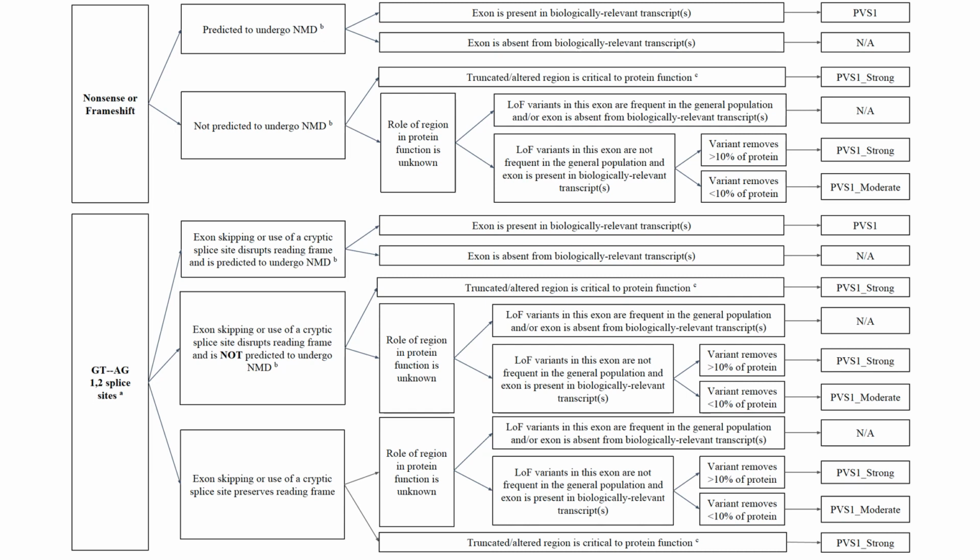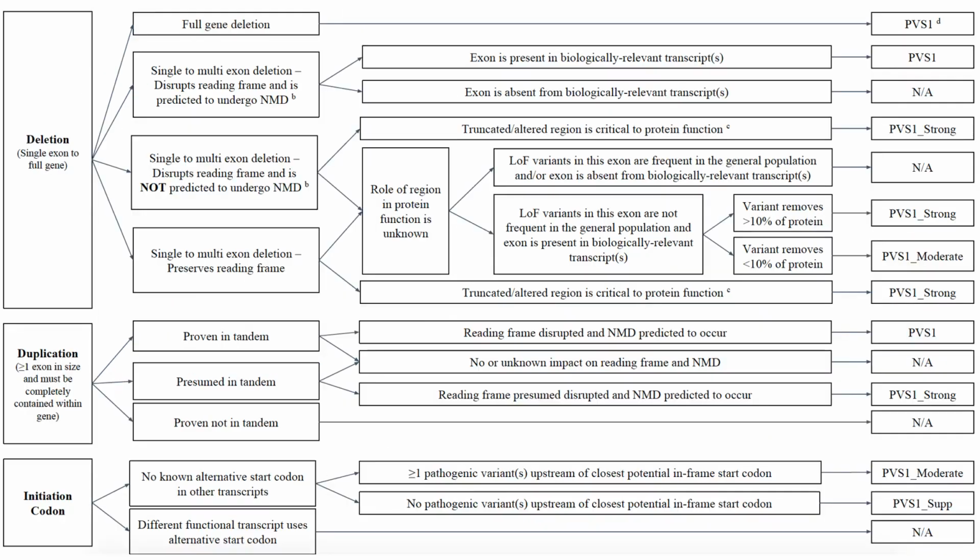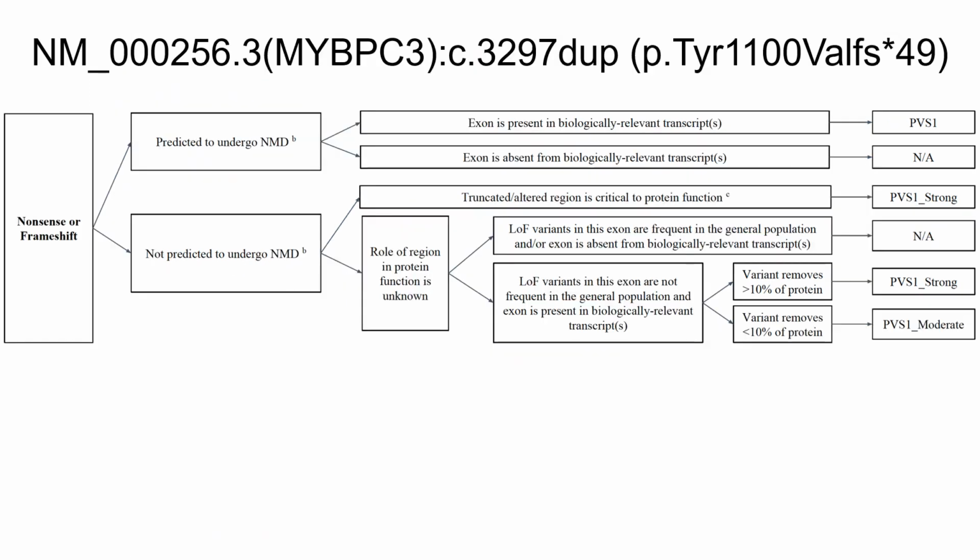I've shown here the nonsense and frameshift parts of the tree, and then it continues on to looking at deletions, duplications, and initiation codons. So I have one example that we can work through. This is a frameshift variant in MYBPC3.